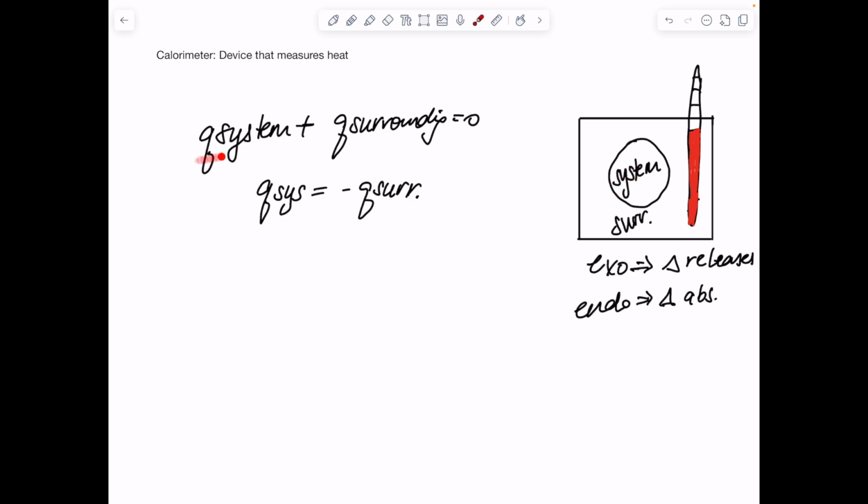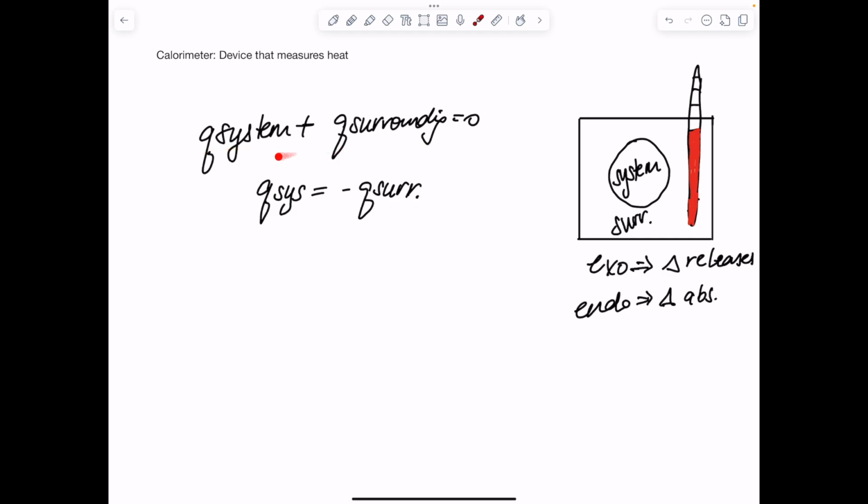And this brings me to this equation here. Q system plus Q surroundings equals 0. So this goes back to the first law of thermodynamics, where energy cannot be created or destroyed. It just converts from one form to another. And in this case, we're talking about thermal energy. So if the system is losing heat, then the surroundings are gaining heat. And it's essentially moving between the two, but the sum of them is going to be 0.